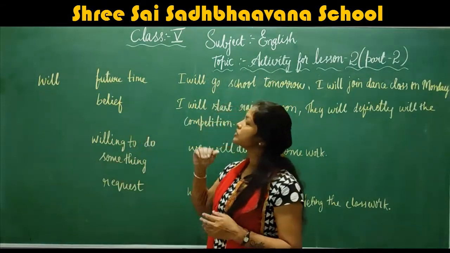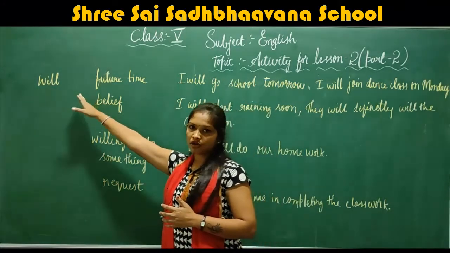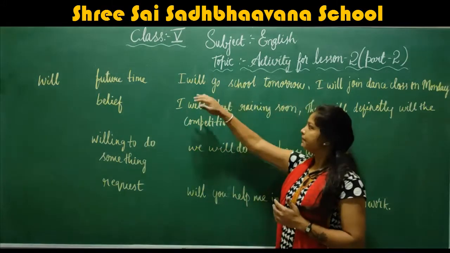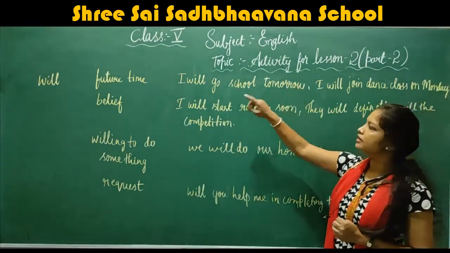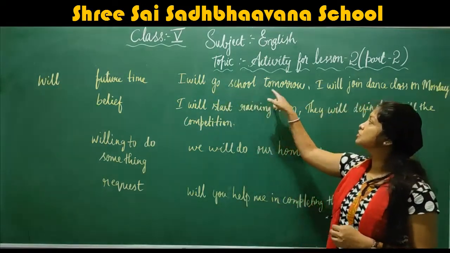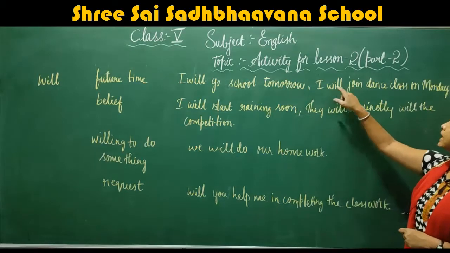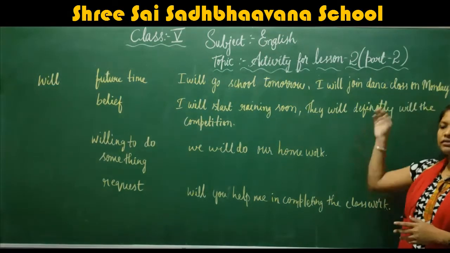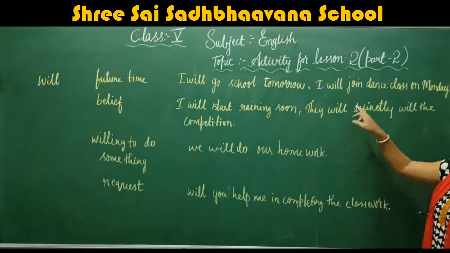Next is will. Now, how can we use will? Will is used in future time. When we use the modal auxiliary verb will in future time, the sentence example is, I will go to school tomorrow. Tomorrow is future. Next example, I will join dance class on Monday. So Monday is future time, right?